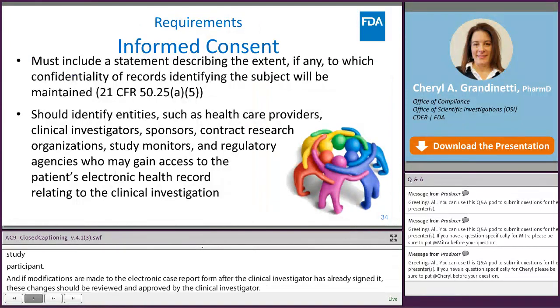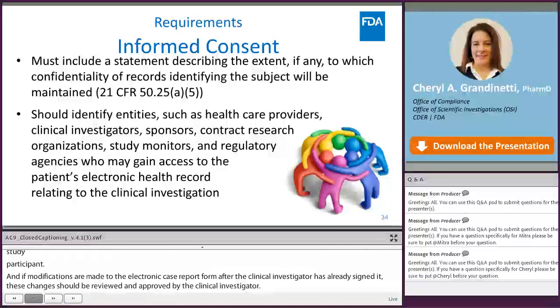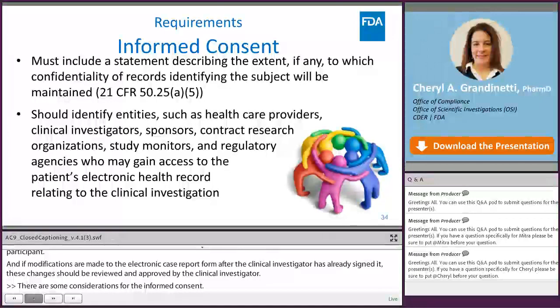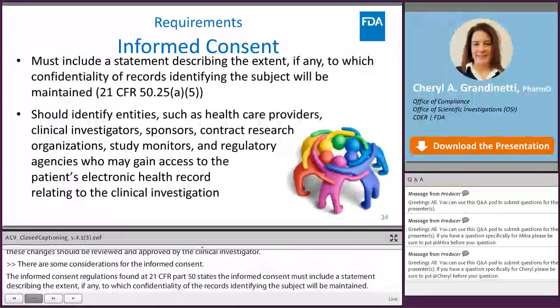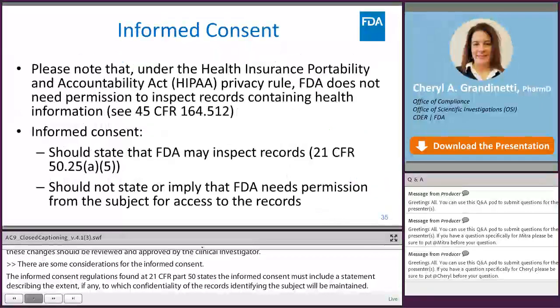There are some considerations for the informed consent. The informed consent regulations found at 21 CFR Part 50 state that the informed consent must include a statement describing the extent, if any, to which confidentiality of the records identifying the subject will be maintained. What we recommend is that the informed consent should identify entities such as healthcare providers, clinical investigators, sponsors, contract research organizations, study monitors, and regulatory agencies who may gain access to the patient's electronic health record that relate to the clinical investigation.